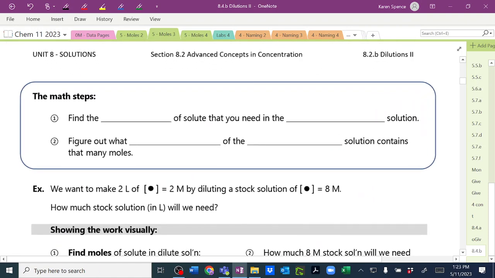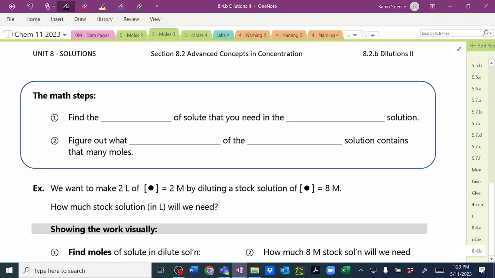Let's walk through the math steps. First thing we want to do is find the moles of solute. And actually, I'm going to give you a little hint here. Whether it's this worksheet or anything else in the mole, if you don't know what else to do, start by finding moles. Because chances are, it will get you on the right path to where you're going.